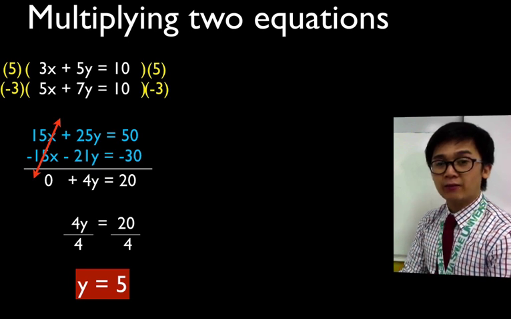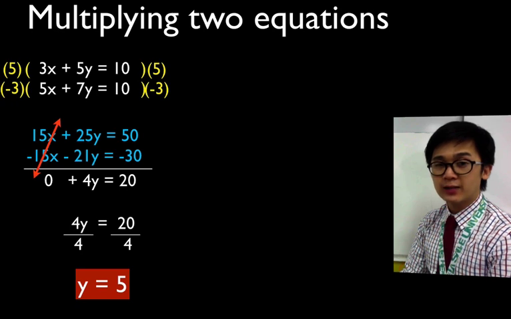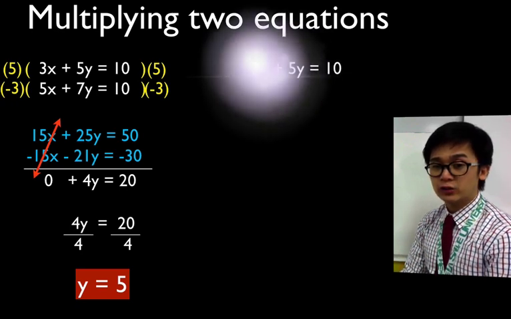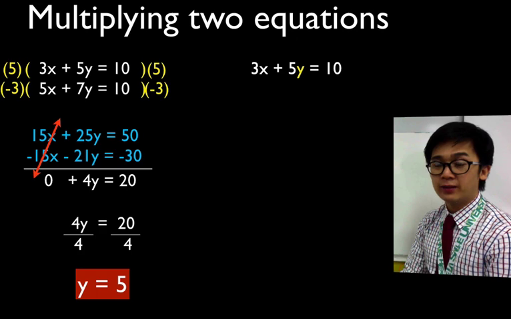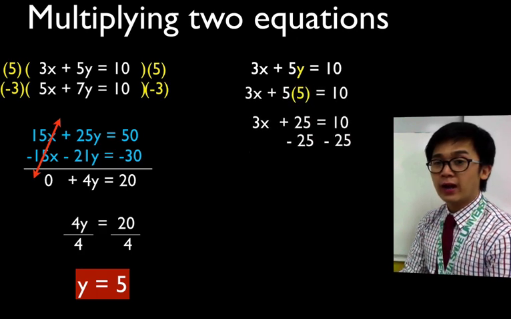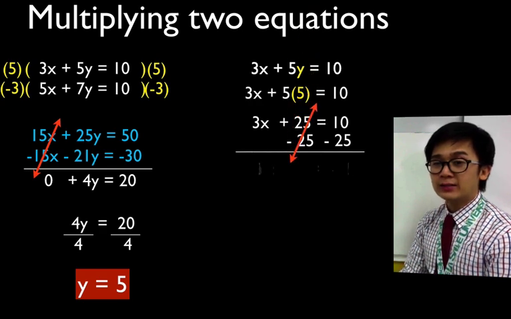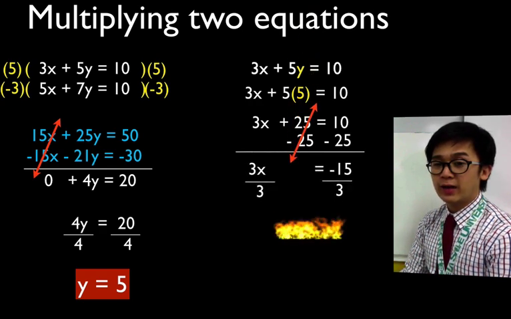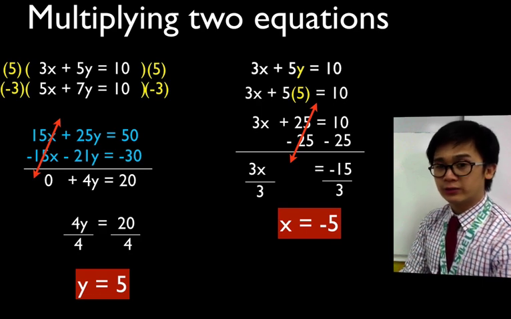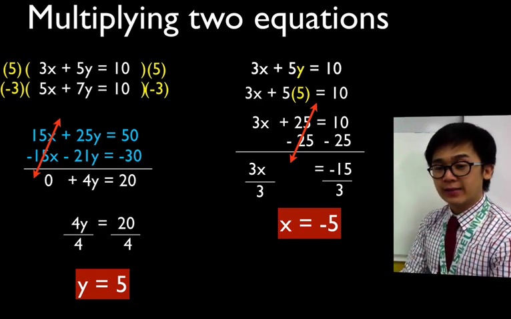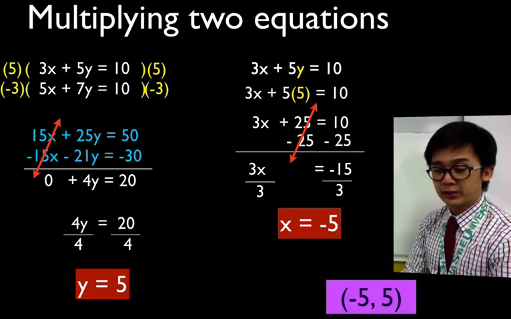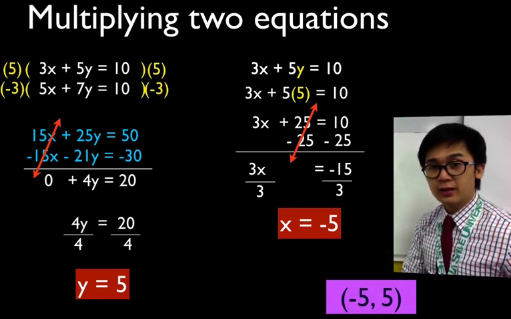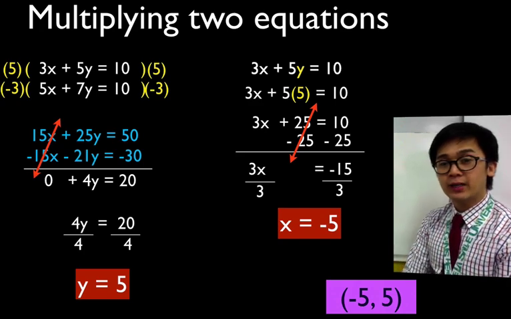And since we have line 1 and line 2, we can choose either line 1 or line 2 to solve for x. And now I'm choosing line 1 again and changing y by 5. So I have 3x plus 5 times 5 equal to 10. And by solving for x, I'll have 3x is equal to negative 15, and by dividing both sides by 3, x is equal to negative 5. So for this particular example, the solution of my linear system will be negative 5 and positive 5. And that is how we solve linear system using the elimination method.